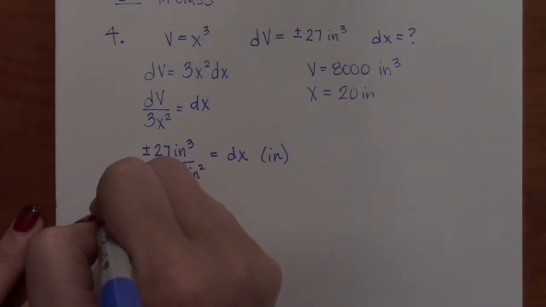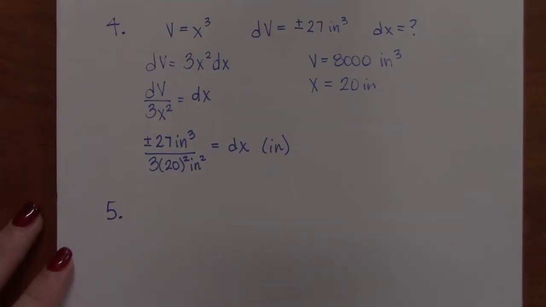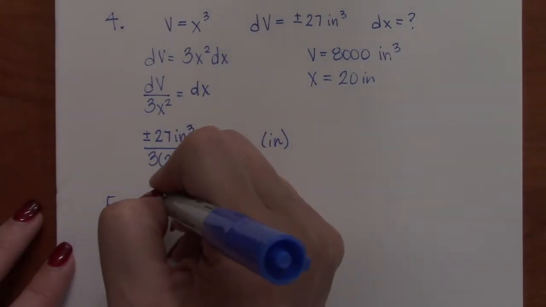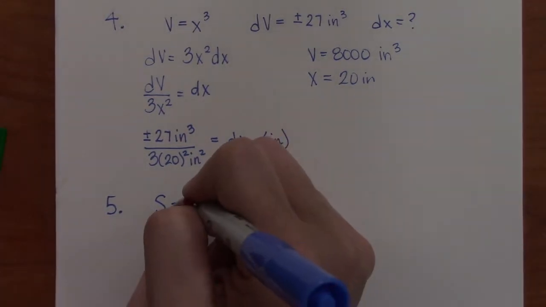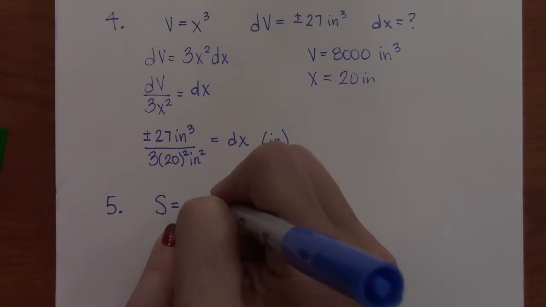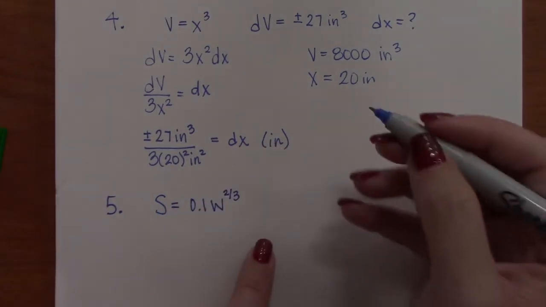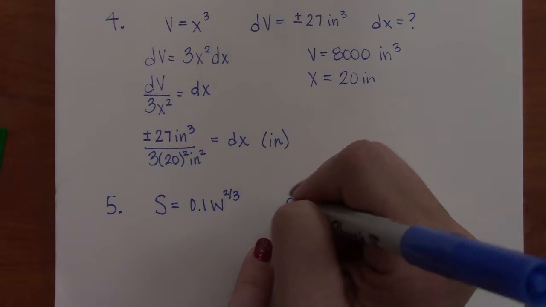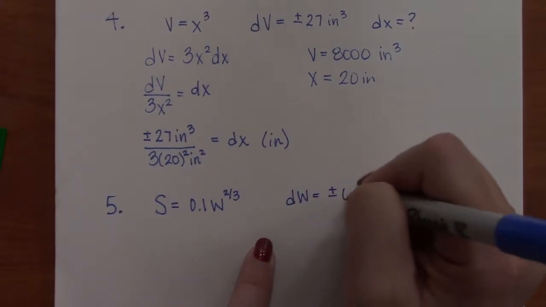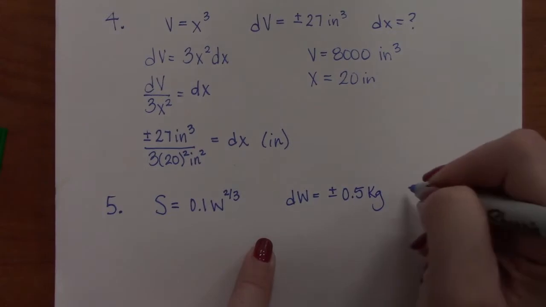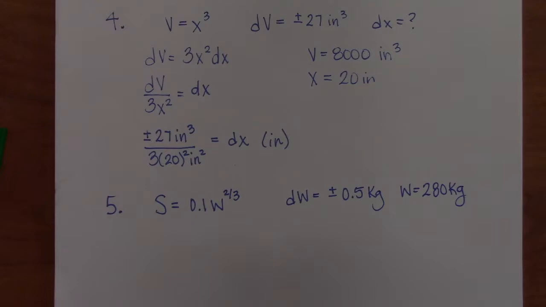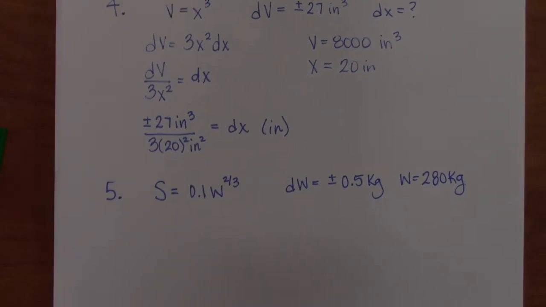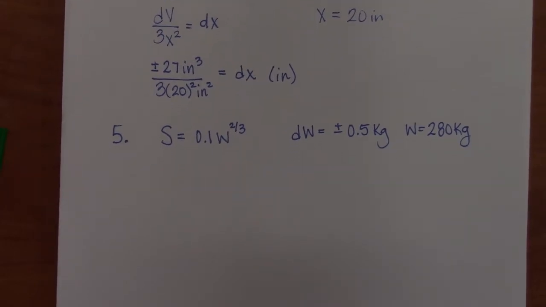So number 5 was the surface area, I think, for a horse. Such an odd thing to do, right? And remind me what the equation was. It was S equals 0.1 W to the 2/3. Okay. So in this, we were given that dW is plus or minus 0.5 kilograms, and the weight of the horse we were looking at was in kilograms. So they want you to figure out what the error in the surface area measurement is.